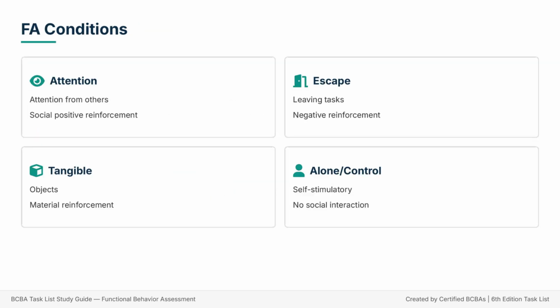In functional analysis, we test specific conditions to identify function. The attention condition tests for social positive reinforcement. The escape condition tests for negative reinforcement. The tangible condition tests for access to items. And the alone or control condition helps identify automatic reinforcement. Each condition isolates a potential function, allowing us to determine what maintains the behavior.